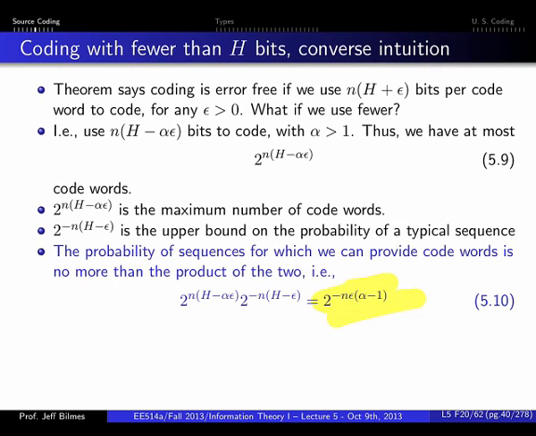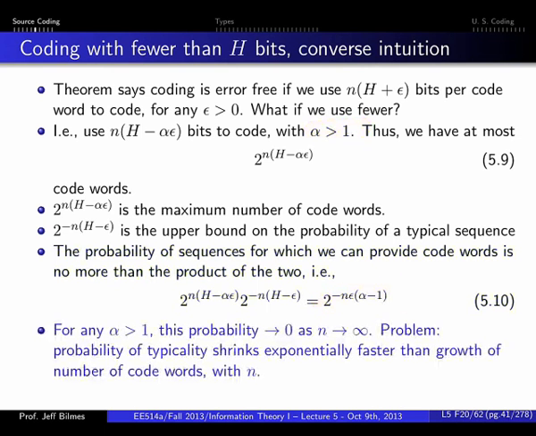Okay, so that's the probability of being able to code a sequence. And alpha is strictly greater than 1. So what happens to that guy as n gets big? This is the probability of goodness, the probability of being able to code. What happens to that when n gets big? It goes to 0, right? So our probability of being able to code goes to 0 as n gets big, and it goes to 0 exponentially fast.